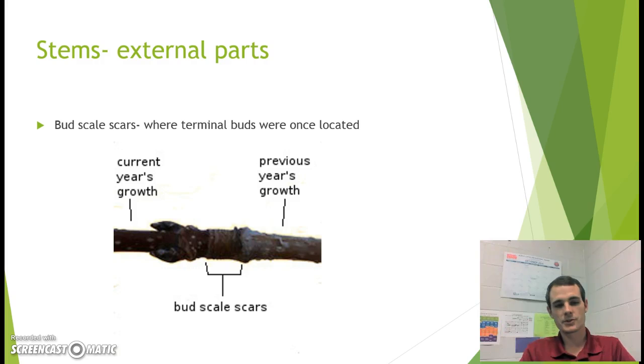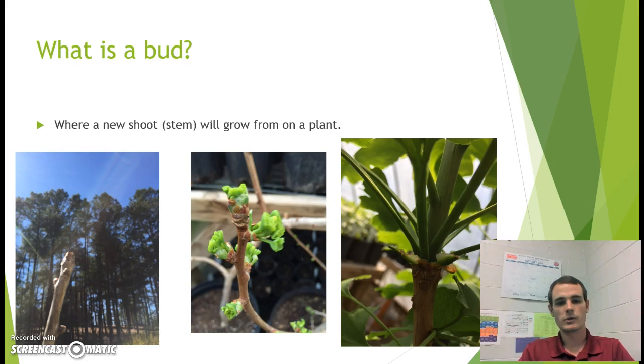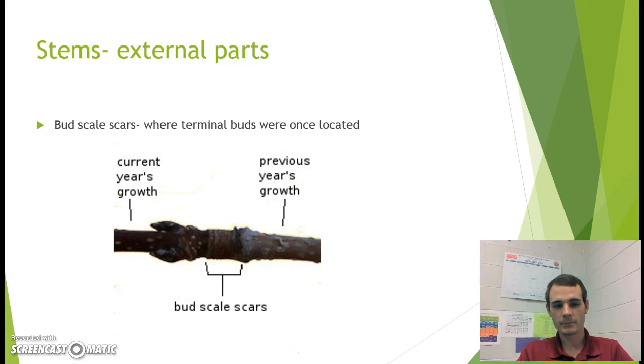So bud scale scars. If you notice in the bottom image right here, on the right side is the previous year's growth. It's the old growth. In the middle, you're going to see that bud scale scar, and the current year's growth, you're going to see on that left side. So if we revisit these images at the bottom right here, you're going to see how right below all that green growth in the far right image, you're going to see that bud scar. And you can see it again right here. So that bud scale scar is in the middle.